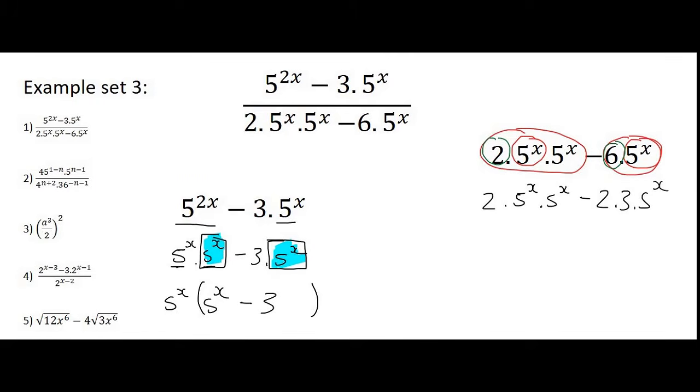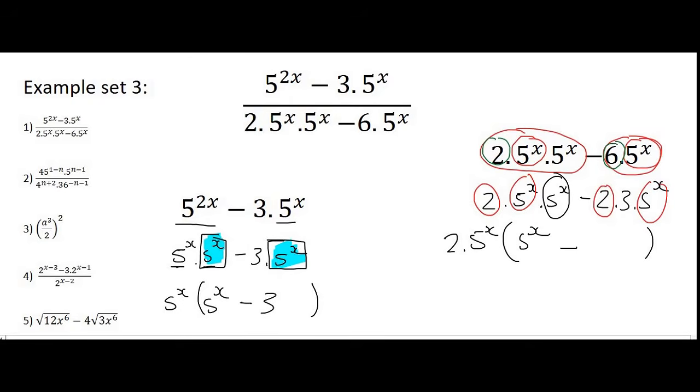And so now we can circle all of our common factors. So there's a 2 and a 2 and a 5 to the x and a 5 to the x. And so we will take that out into the front. So it's 2 times 5 to the x. Open a bracket. Let's see what we have in the first term left over. Well, in the first term, we've got the 5 to the x that is left over. That's this one over here. Minus, and then we have this 3 left over there. So now we have factorized the top half and the bottom half.